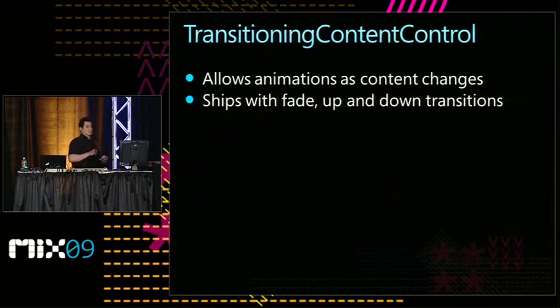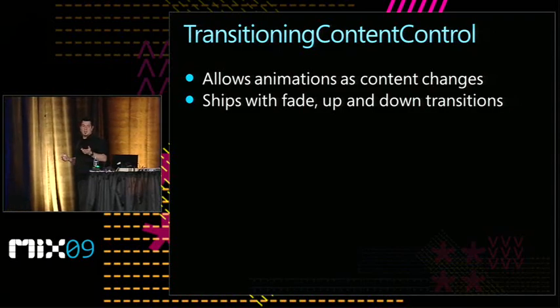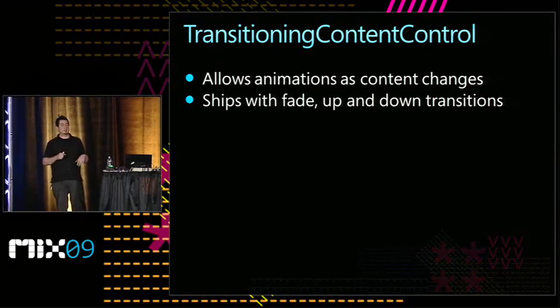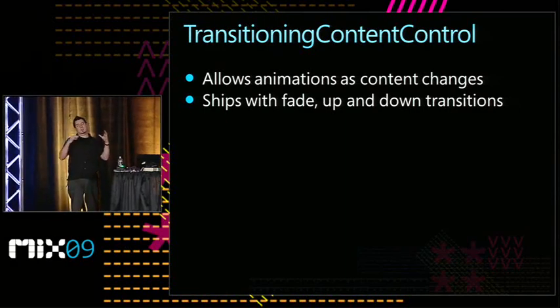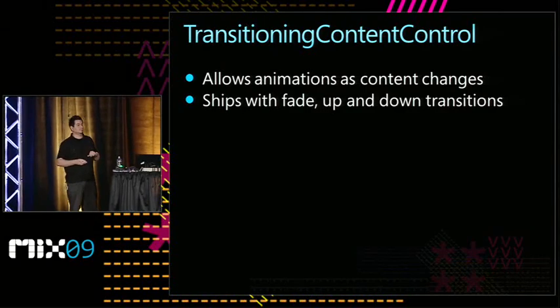Transitioning content control. This is sort of a fun little control. If you know much about the visual states inside of controls, you can animate the transitions from state to state. Well, when content changes, that's not really a state change. It's not like mouse down to mouse up. It's content has changed. But sometimes you want to animate that. You want to do cool things, fade ins, fade outs, swirls, whatever. This control makes it really easy to take, instead of a content control, a transitioning content control. And then you can add animations to that.